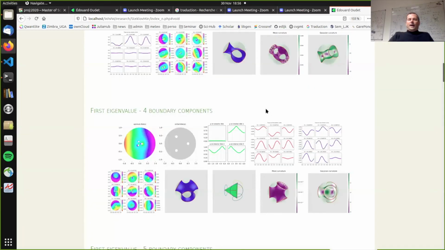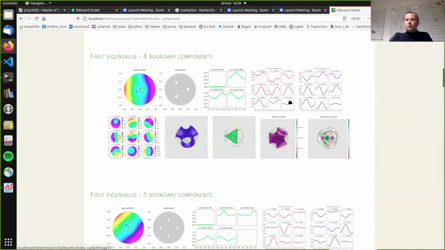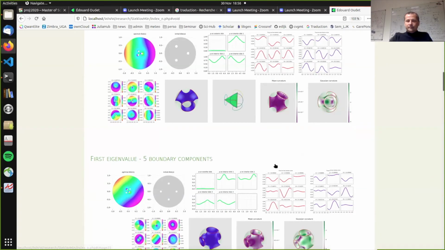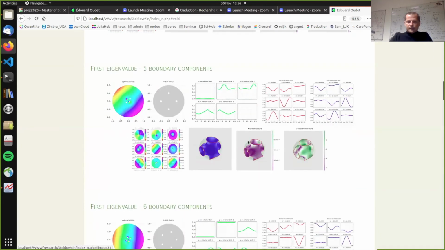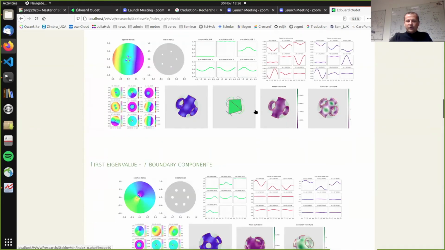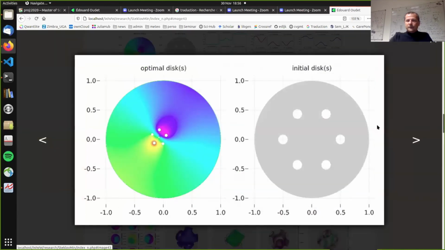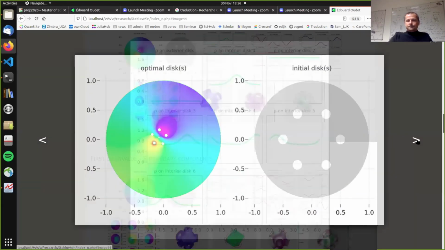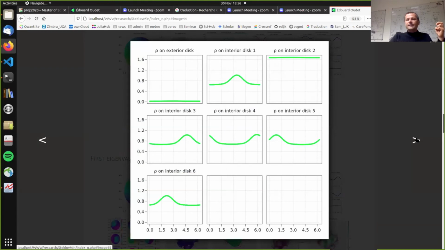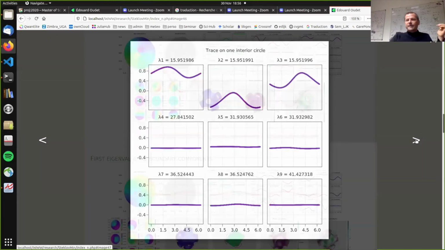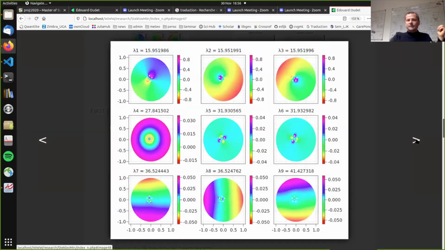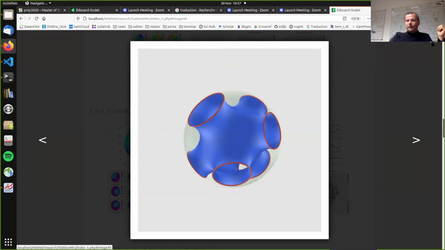Okay, and so it was possible to play that game with different numbers of boundary components. I don't know which one I can show you. So here you have a different configuration, with different densities. This is the traces of the eigenfunctions. And here you have the shape.